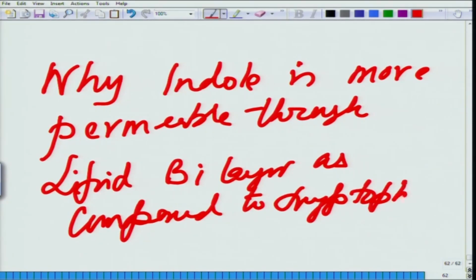This is one question I will leave for people to think over. What is the difference between the two structures which makes tryptophan less permeable to the lipid bilayer as compared to indole, though their structure is very, very similar? Okay. And your answer lies in the polar nature of it, as I have mentioned in this small section, that polar molecules or the charged ions are very less permeable across the lipid bilayer.